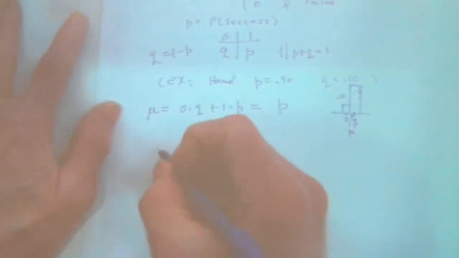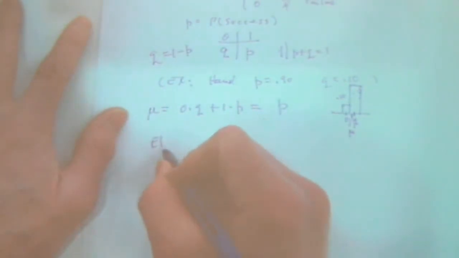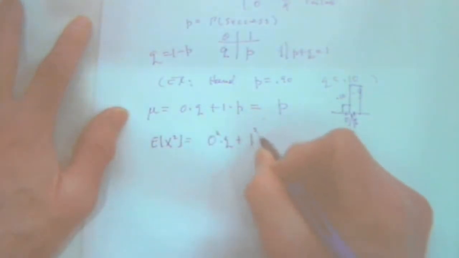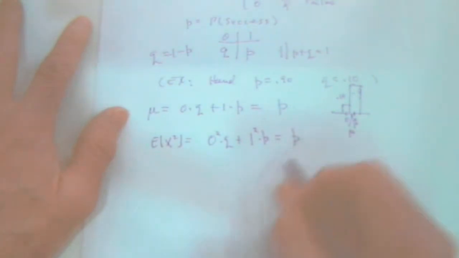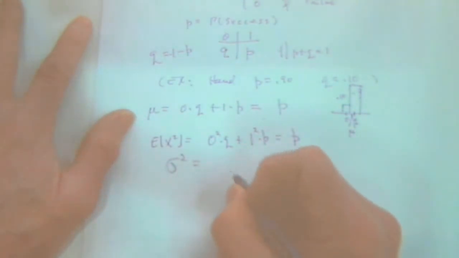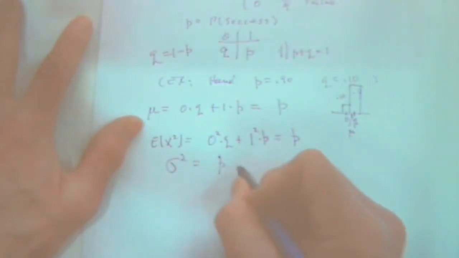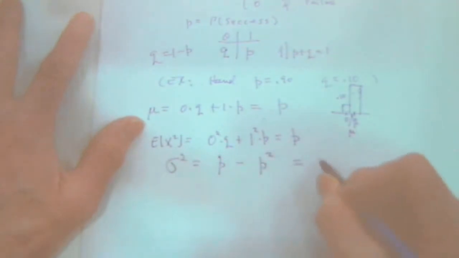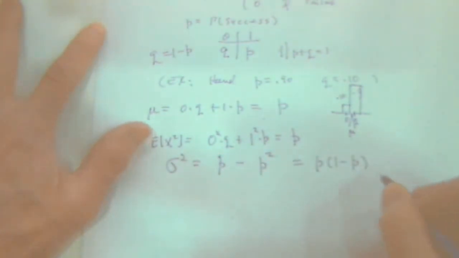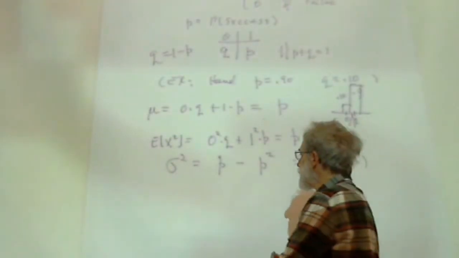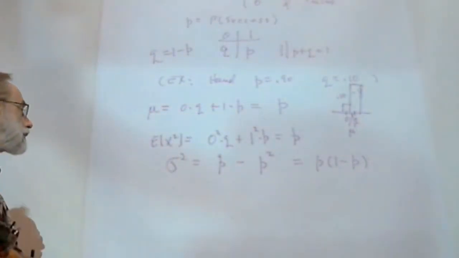And then you could compute the variance, certainly just due to the second moment, right? So it'd be 0 squared times Q plus 1 squared times P. So the variance would be the expected value of x squared, minus the mean squared. So it would be P times 1 minus P. It doesn't have much meaning in this picture, right? Okay.